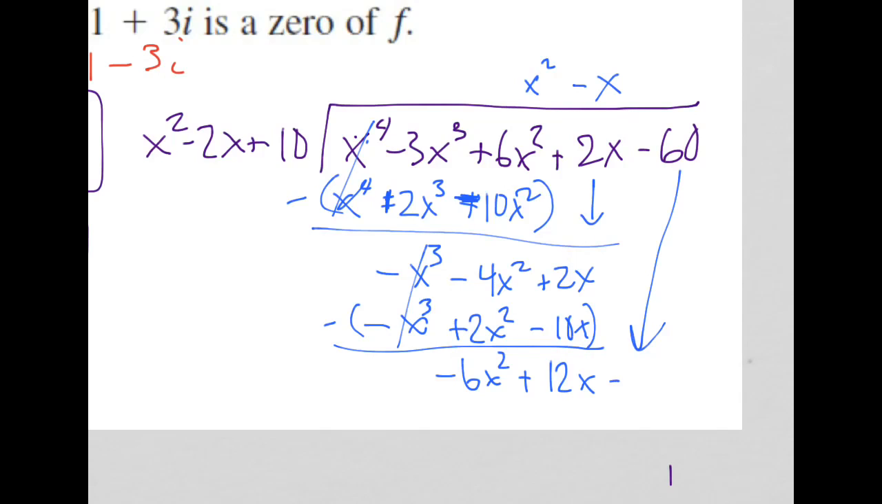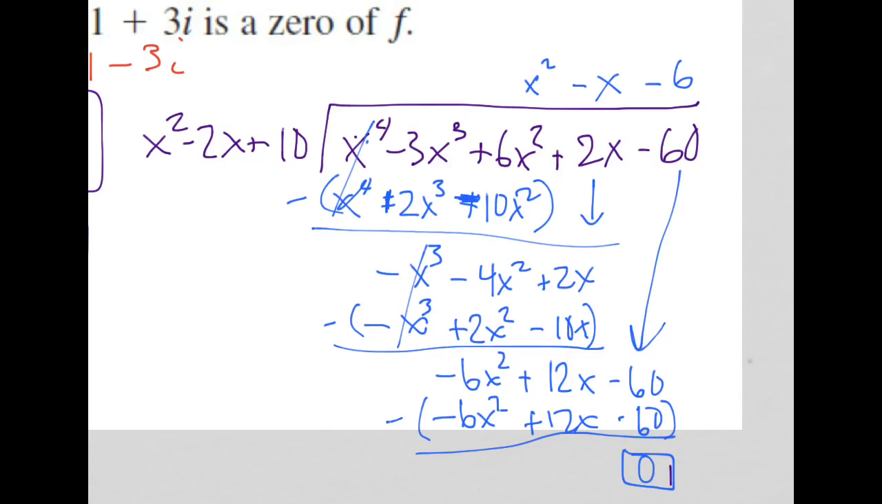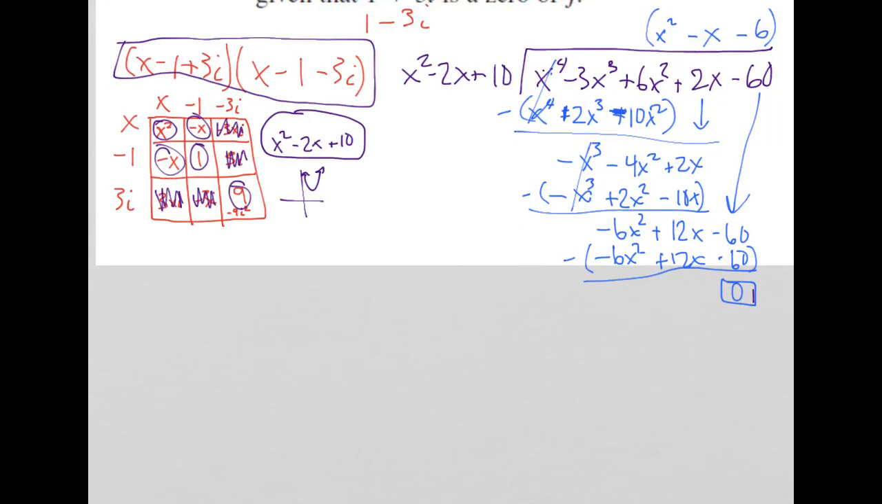And I'm going to pull that negative 60 down and play the game one more time. X squared into negative 6x squared is going to give me negative 6. Negative 6 times x squared is negative 6x squared. Negative 6 times negative 2x is positive 12x. And negative 6 times 10 is negative 60. So you notice that's exactly the same. So when I subtract it, I will get no remainder, which tells me that x squared minus x minus 6 is a factor of this polynomial.